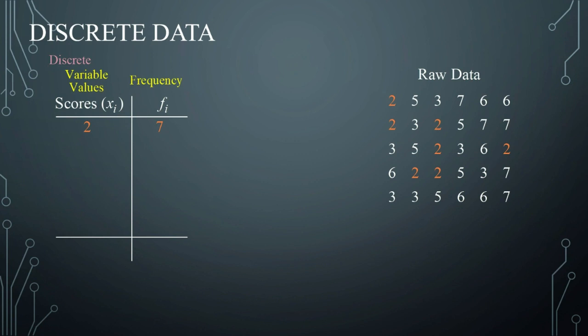Then score 2 has a frequency of 7. 3 occurred 8 times in the set, so 3 has a frequency of 8, and so on. And at the end, the total frequencies of 30 should be the number of elements we have in the data set. Then this is what we call a table of frequency, which we use to organize our set of raw data.